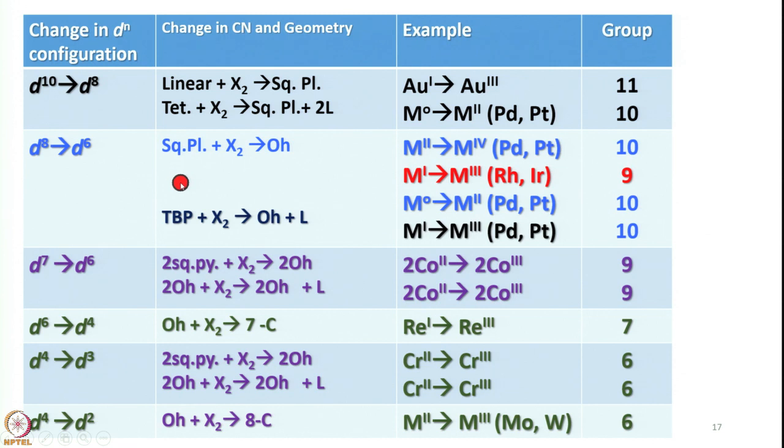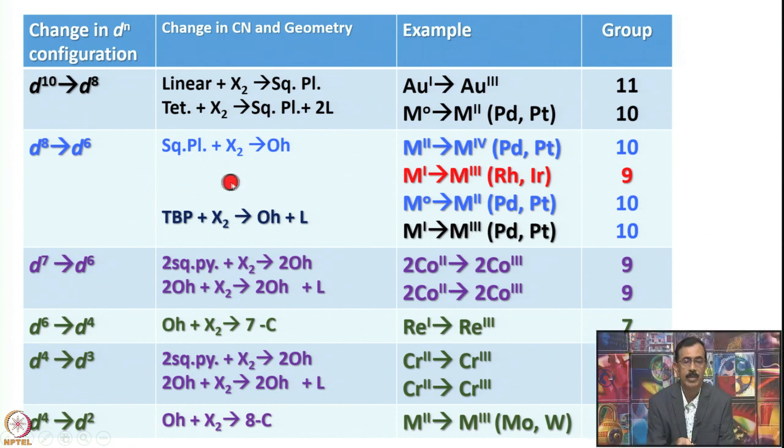And if you have trigonal bipyramidal geometry, 5 coordinate, in that case what happens? One of the ligands has to leave so that it would attain octahedral geometry after oxidative addition, and in those cases one can think of palladium(I) going to palladium(III) or platinum(I) going to platinum(III), again group 10 metals. And d7 to d6, in this case what happens?